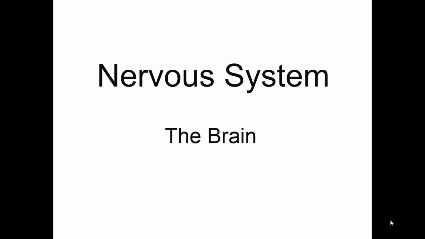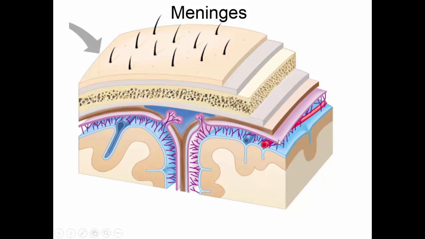The nervous system is divided into the central nervous system and the peripheral nervous system. The brain is part of the central nervous system. The brain is very well protected. There are the bones of the skull that completely surround the brain, and then there is cerebrospinal fluid that flows around the brain to act as a waterbed. Additionally, there are three membranes known as the meninges.